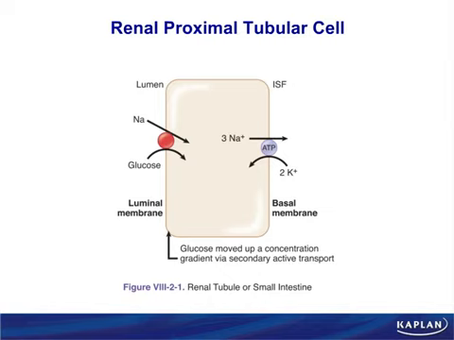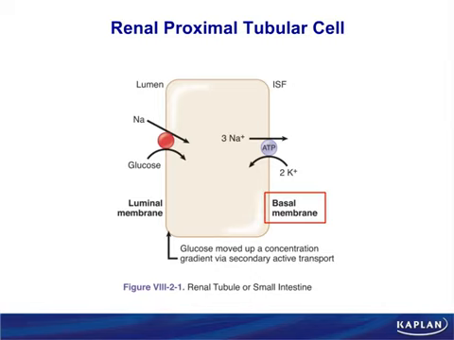Here is an example of secondary active transport. In the renal proximal tubules, glucose is reabsorbed via secondary active transport. Here's the lumen. Here's the luminal membrane. Here is the basolateral membrane. Sodium-potassium ATPase is splitting ATP, using the energy of hydrolyzing ATP to actively pump sodium out of the cell and pump potassium into the cell. By doing so, you are creating a low intracellular concentration of sodium.